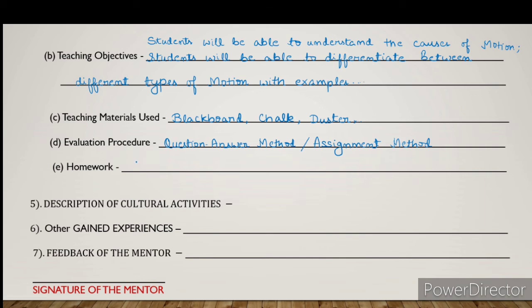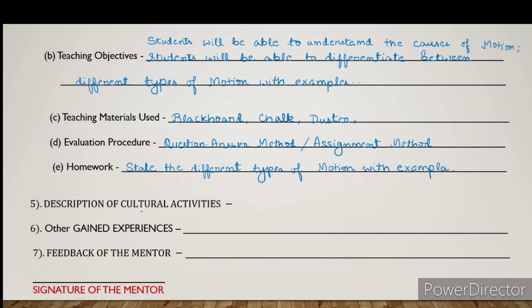After the evaluation process, homework. What homework are you going to give to the students? Today I have taught motion, types of motion. So I'll give homework: state the different types of motion with examples. Today we have learned about three types of motion: rotatory motion, translatory and vibratory motion. With examples, they are going to write it as homework.